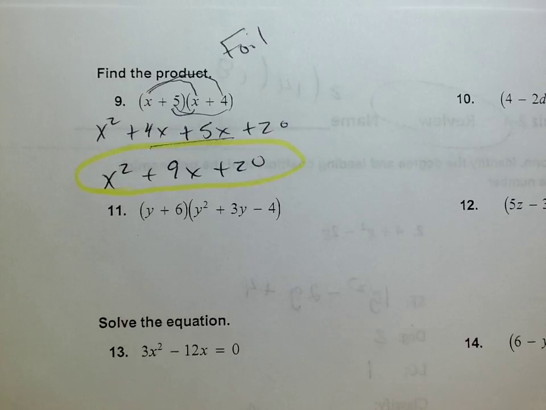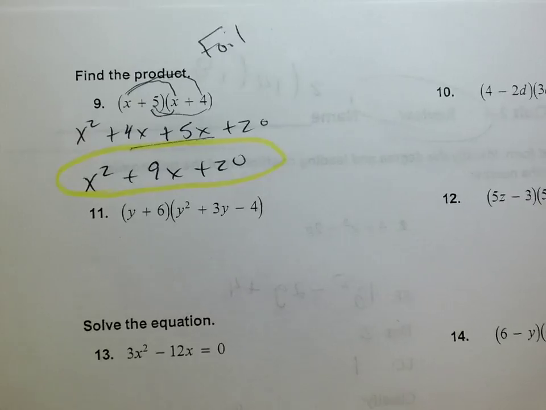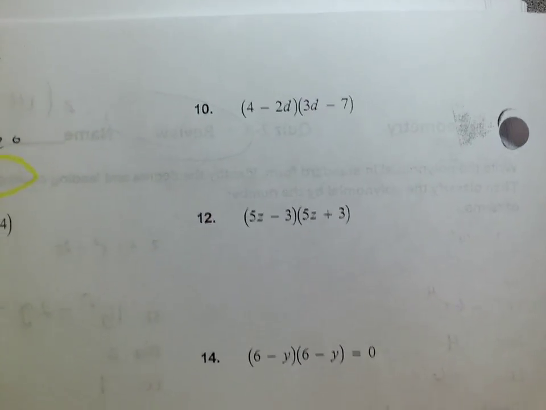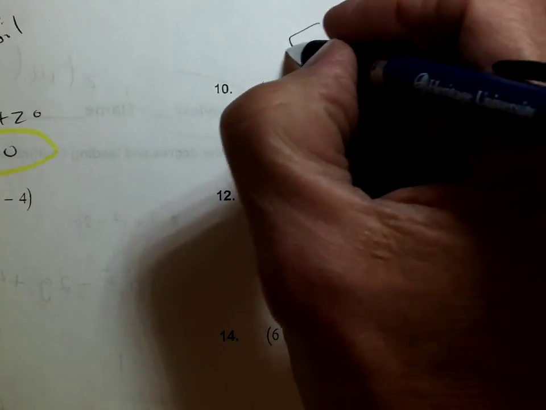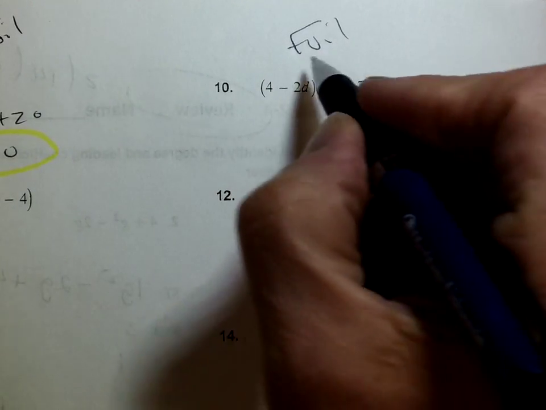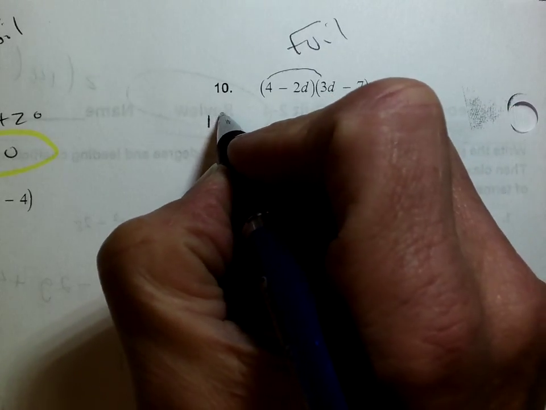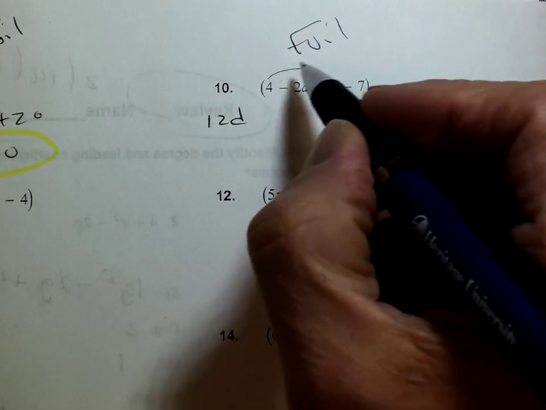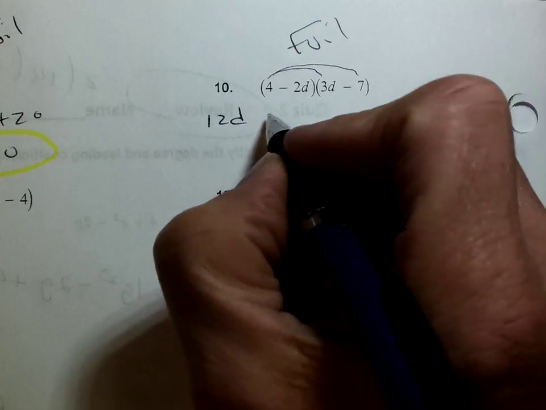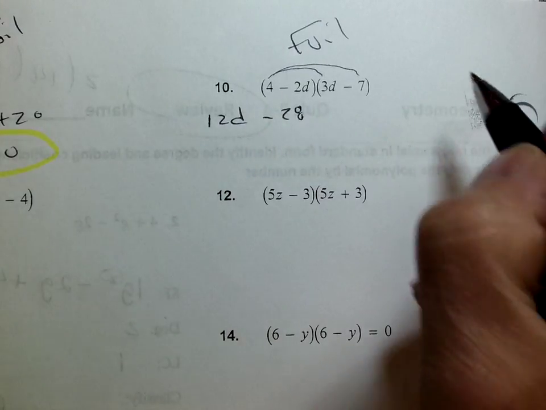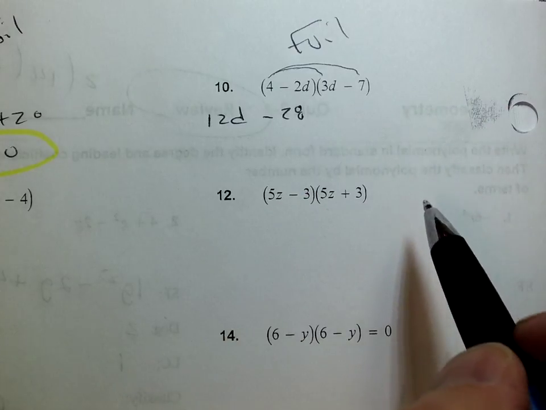We can do this. Yeah, we can. Number 10. Am I going too fast? 10, okay. Slide over 10. Same thing. We're going to FOIL. So, 4 times 3d is a 12d. 4 times a negative 7 is a negative 28. Wait, what? Yep. Oh, yeah, I knew that.